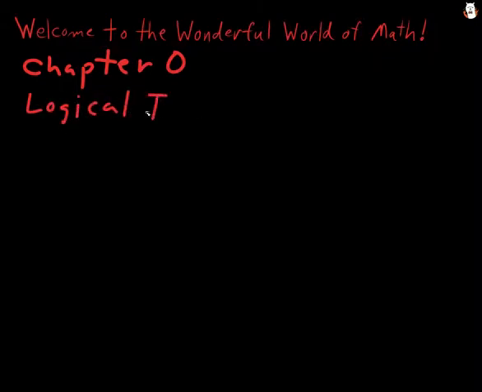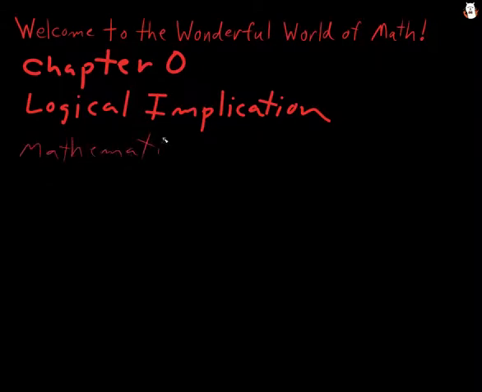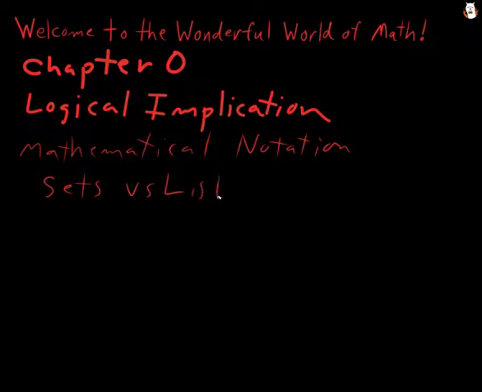So in Chapter 0, we're going to review the following. We're going to go over logical implication, we're going to go over mathematical notation, and lastly, we're going to go over the distinction between sets versus lists. And so these are going to be the three topics in this section.